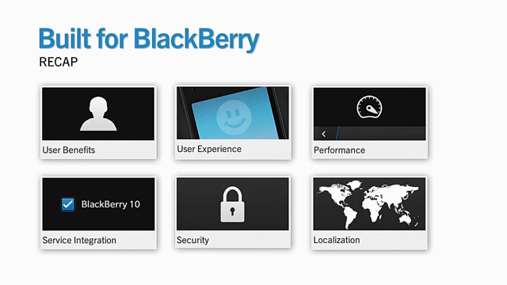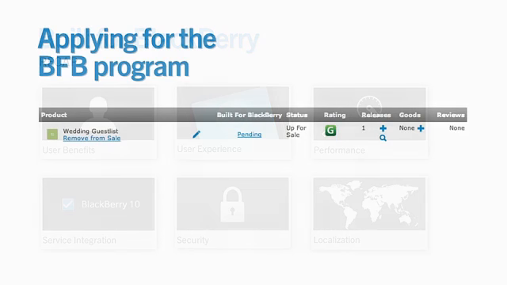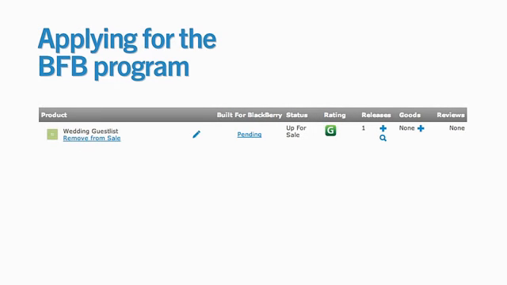Okay, so now you have your application. You meet our criteria. Now how can I apply for it? So first of all, you become a vendor if you're not a vendor. If you're not a vendor yet, who here is not a vendor yet?